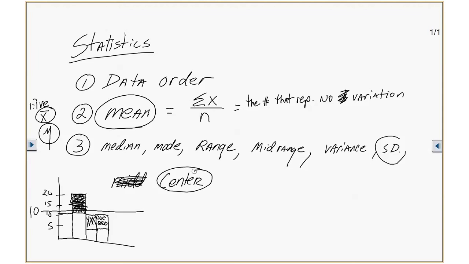Center is important in statistics. Now, what does that mean? Well, there's a thing called the mid-range. There's a thing called the median. There's the thing called the mean. All of those center around center. All of those have a tendency to be toward the center. The center tells you everything in statistics.